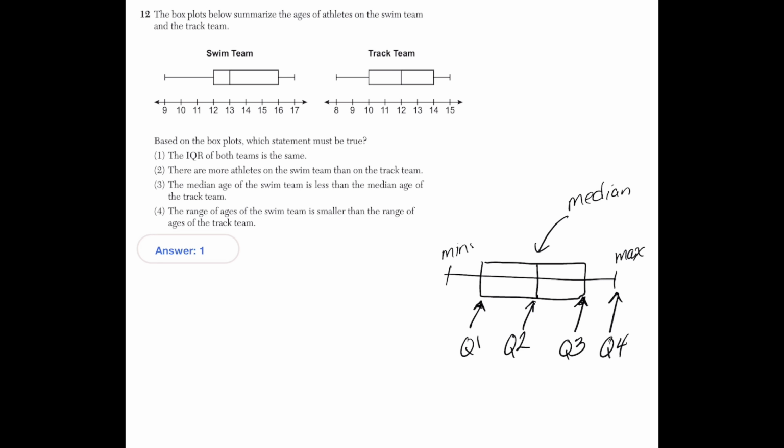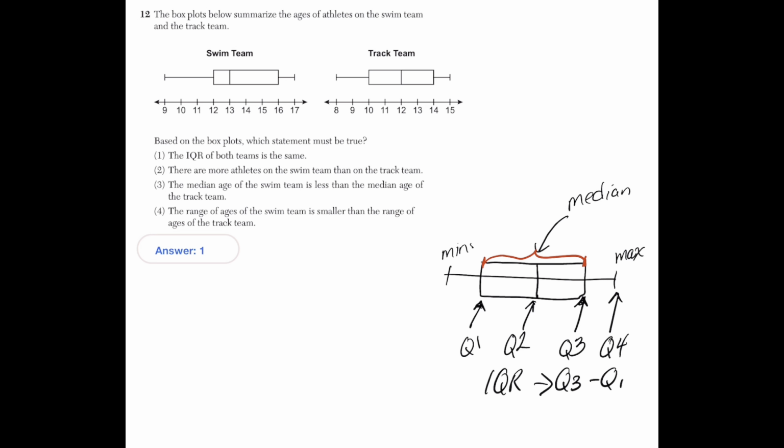The other thing that you're going to look for when you have box and whiskers, you might see an IQR, which means interquartile range. Or going from here to here, what is the range from your Q1 to your Q3? And you can just figure that out by doing Q3 minus Q1. That's how you figure that out.